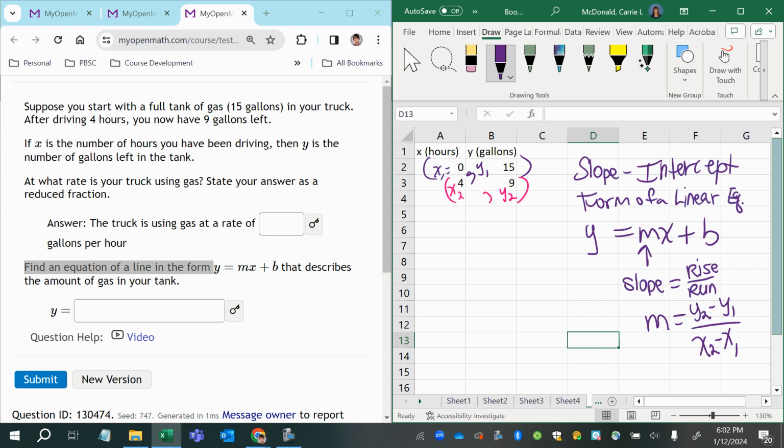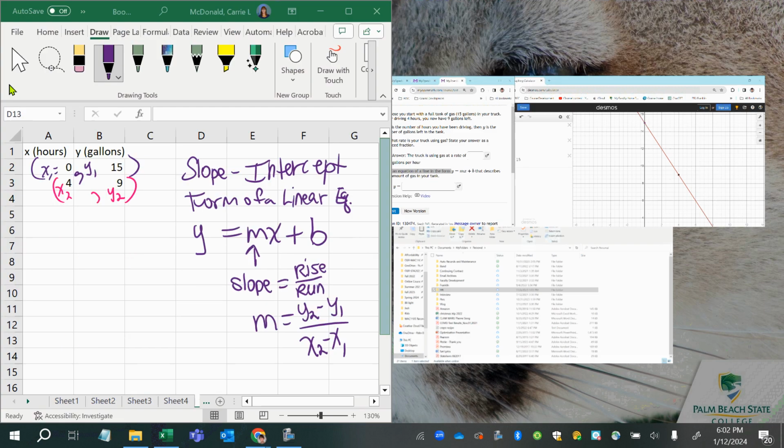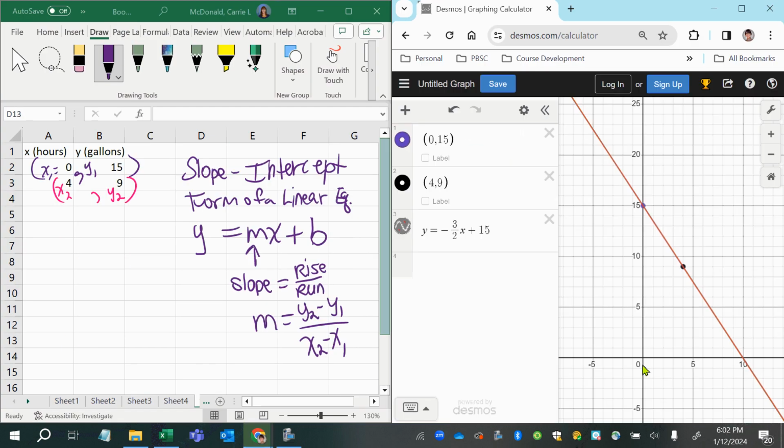And then b, what does b represent? B represents the y-intercept. Now, let's go ahead and plot these two ordered pairs because I want you to notice something here. If we plot 0, 15, let's just turn this one off for a minute, there's 0, 15 right there. Notice where it is. It's on the y-axis.